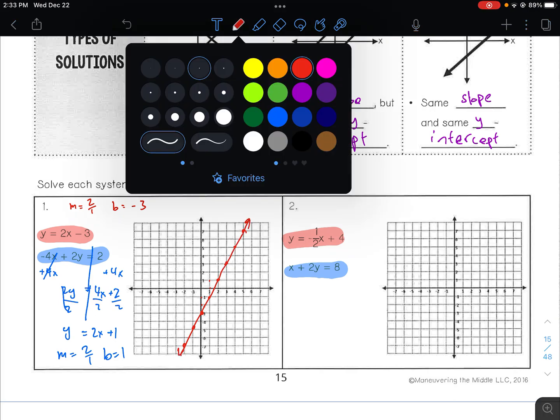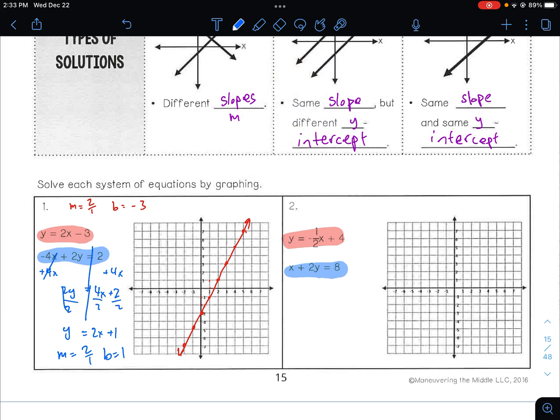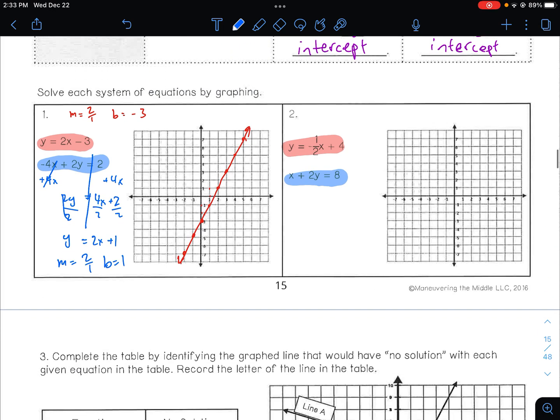And then our blue line. Y-intercept of 1. And they want us to rise 2, run 1. Rise 2, run 1. 2 over 1. Yep, these lines never cross. So, what is the answer? No solution.